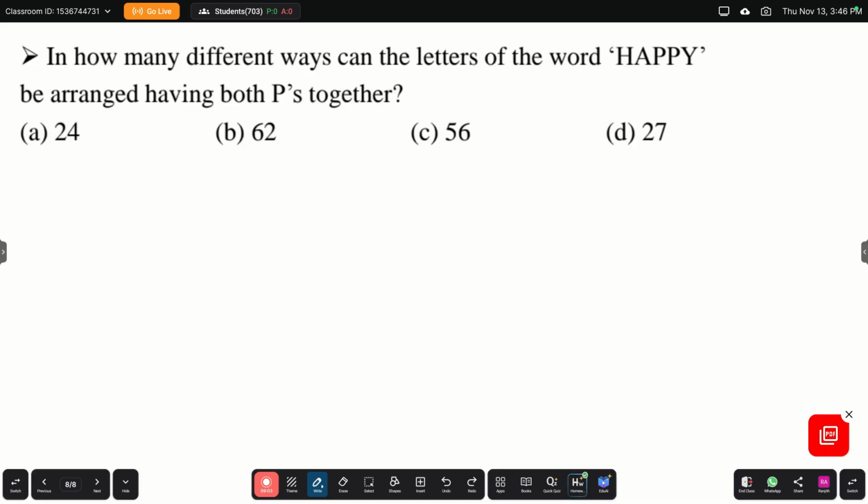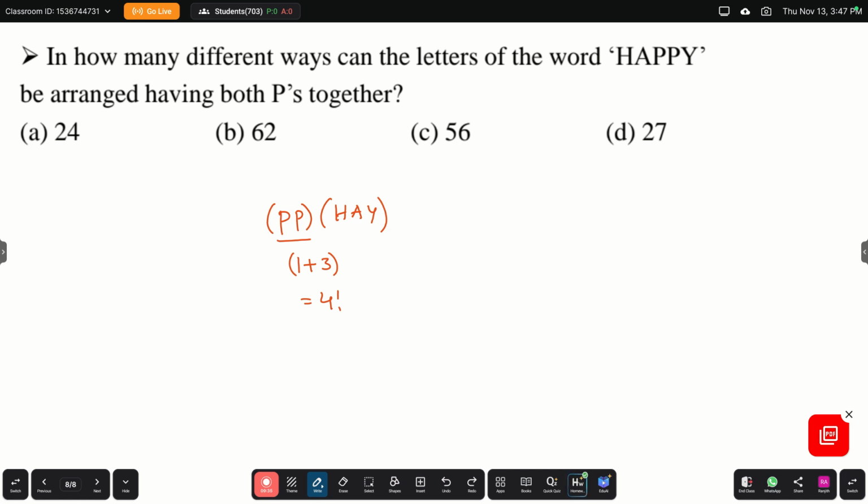In how many different ways can the letters of the word HAPPY be arranged having both P's together? Both P's together in HAPPY, where PP are to be 1, remaining letters are H, A, Y. PP should be 1, remaining letters will be 3. 1 plus 3 equals 4 factorial. So both P's are together.